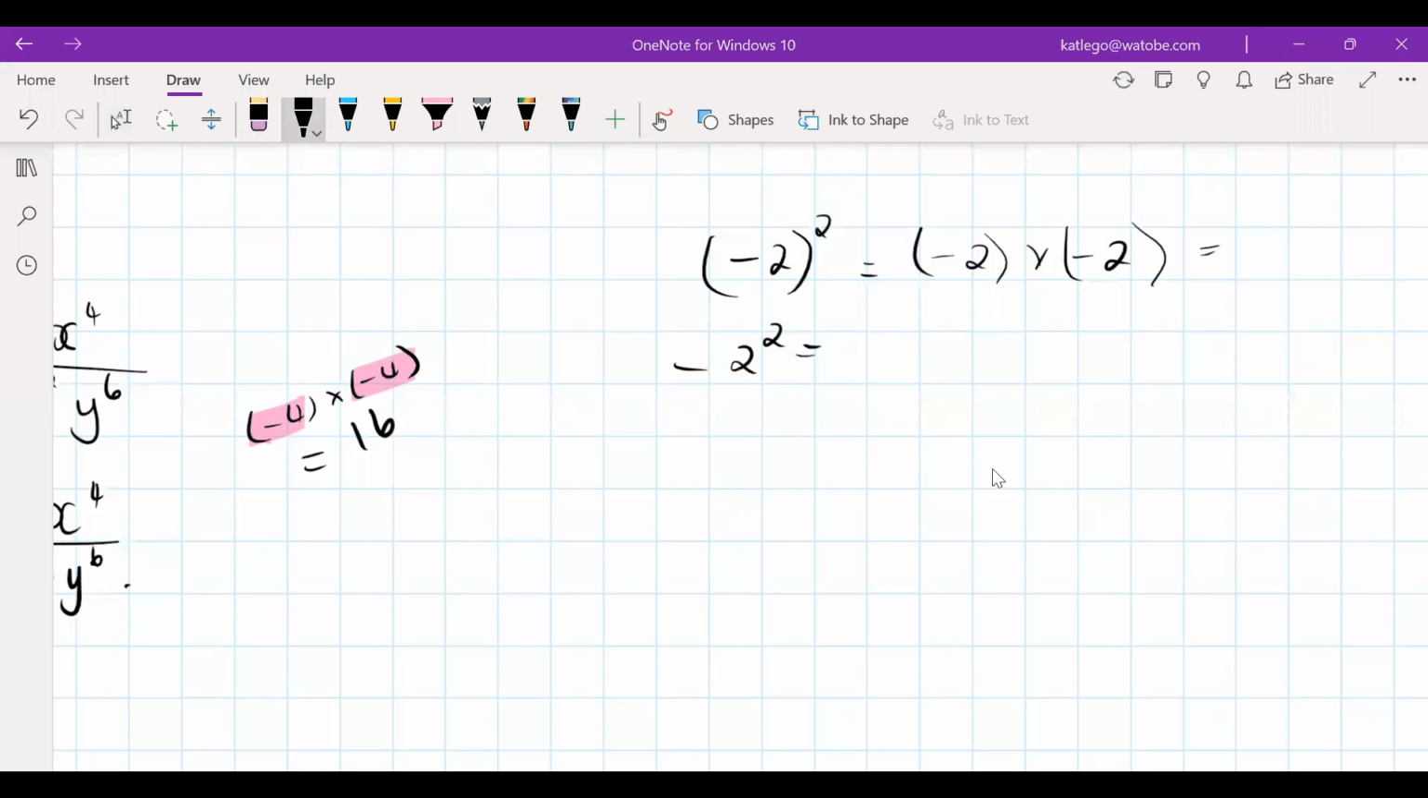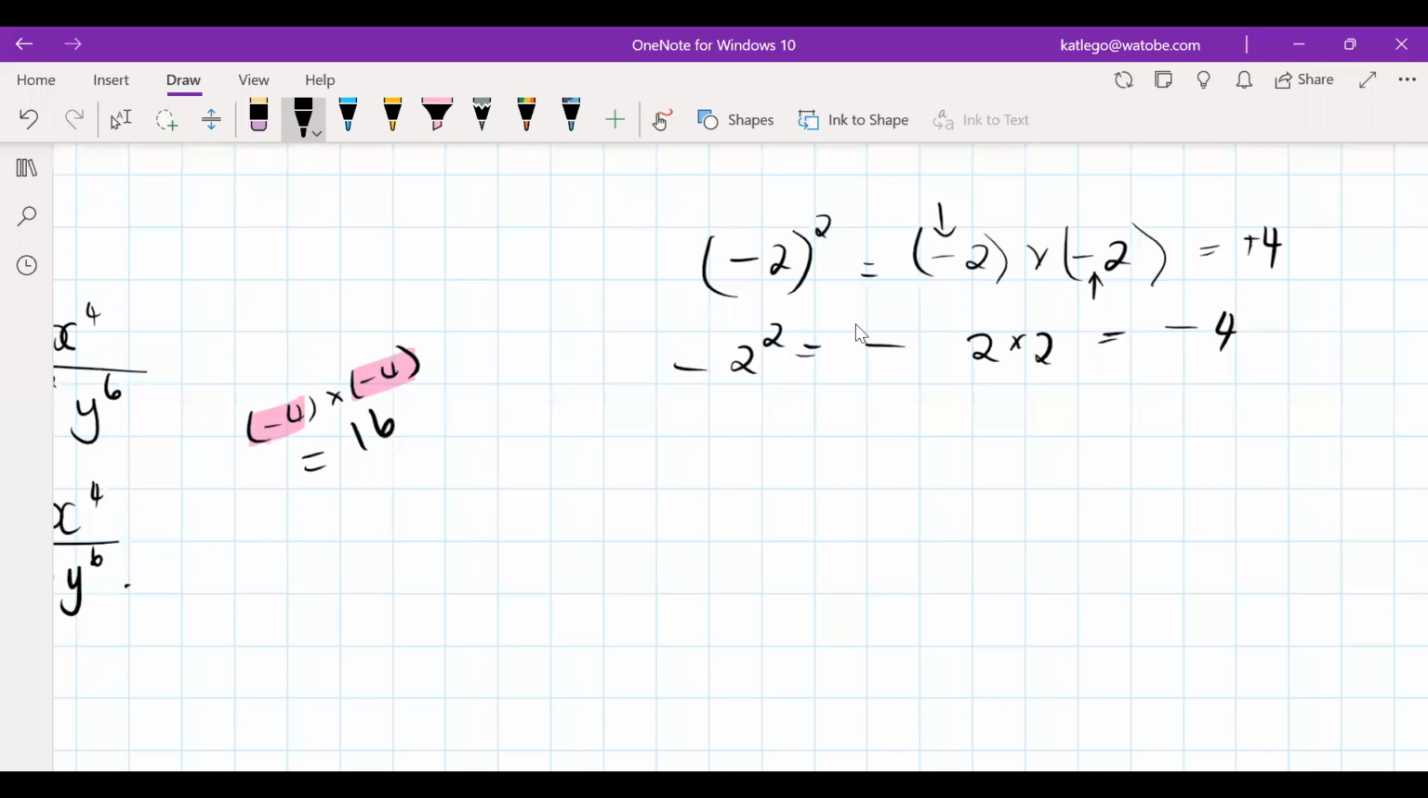What do 2 negatives give you? Thank you, Tiamo. They give you positive 4, because a negative and a negative will give you a positive. The second one says our negative is not included in our square. Our negative is on the side there. It's negative, but the 2 is squared. In this case, you have a negative and a positive, so your answer will be negative 4.